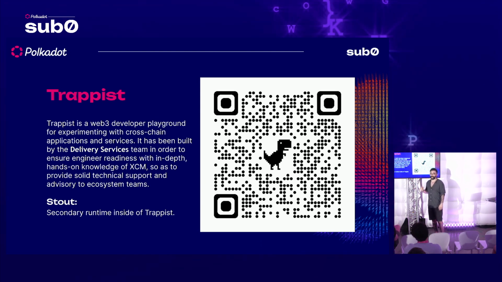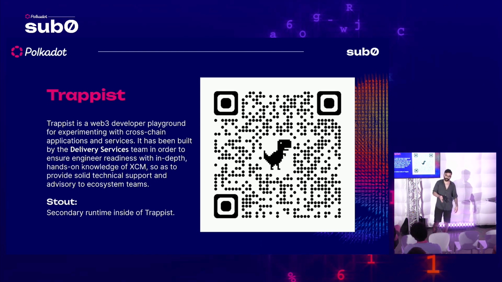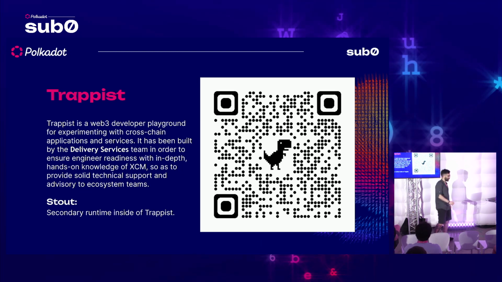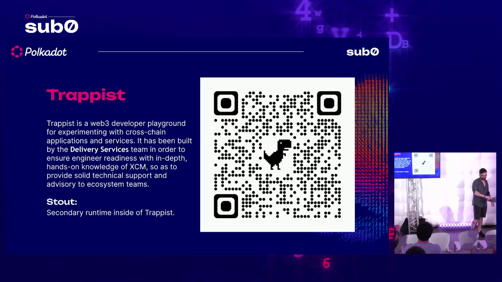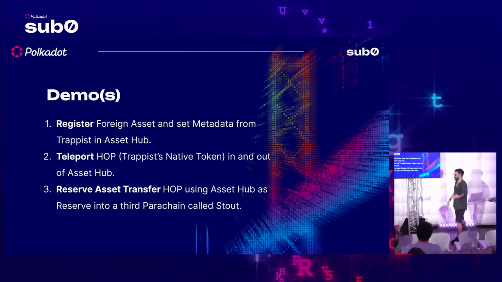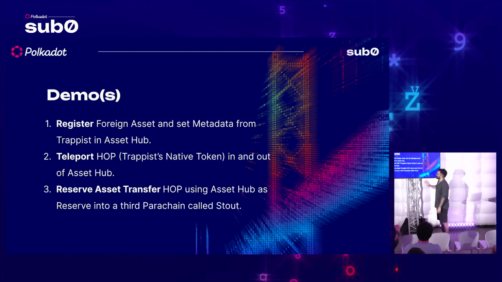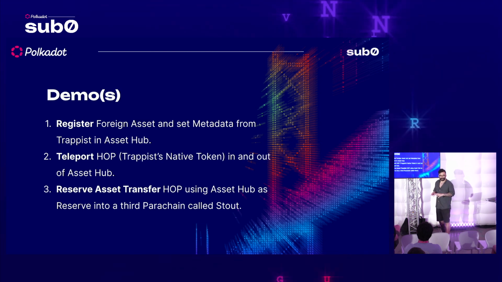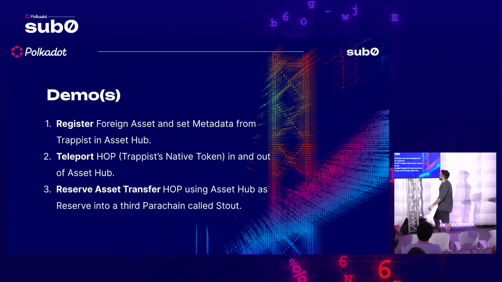And then we also have Stout, which is another runtime running inside the same project that we have for having an extra parachain for demos and stuff. But basically, it mimics most of what Trappist does.